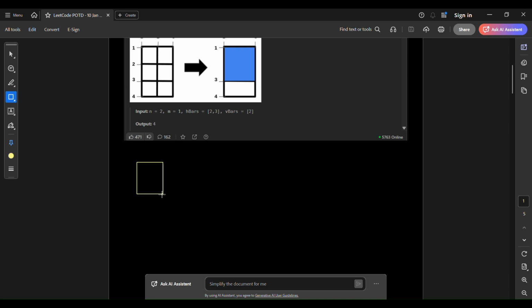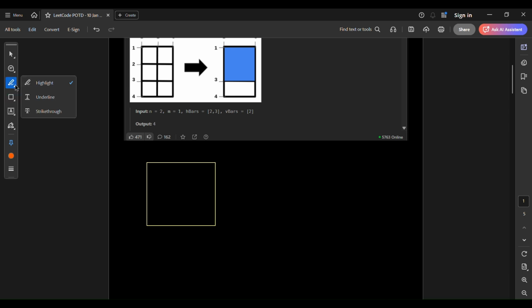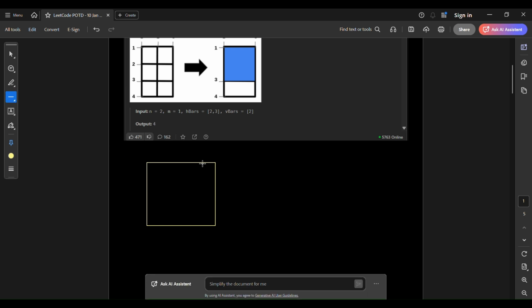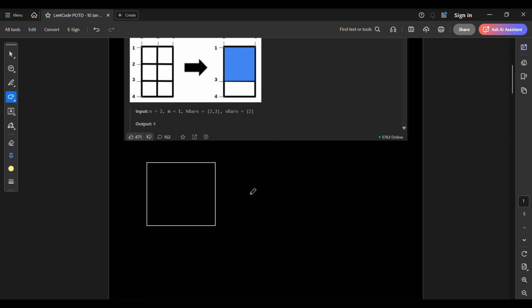Let's first make a grid. Let's say this is the grid. There are multiple lines that are going to be drawn, and first I will write the n and m. Let's say it is given that n is equal to 3 and m is equal to 2. It says that if n is given, then there will be n plus 2 horizontal lines and m plus 2 vertical lines.